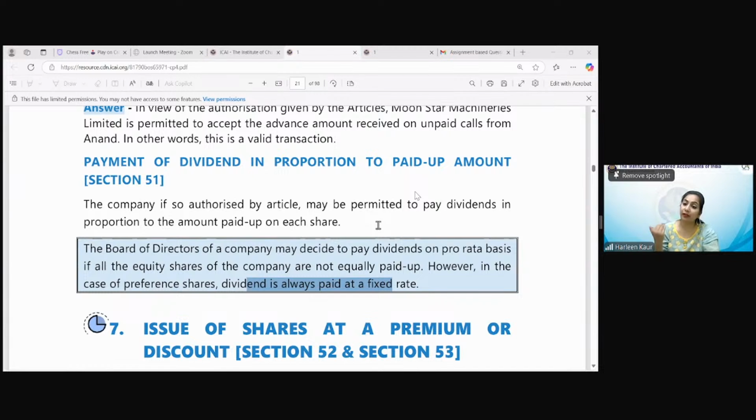So if you have paid differently, then the company is bound to accept it. Company will not say that, okay, I will not accept. Others have fully paid up. You also fully paid up because you are of same nominal value shares. All right. I hope all your doubts are clear now. Yes, Miss P, understood.